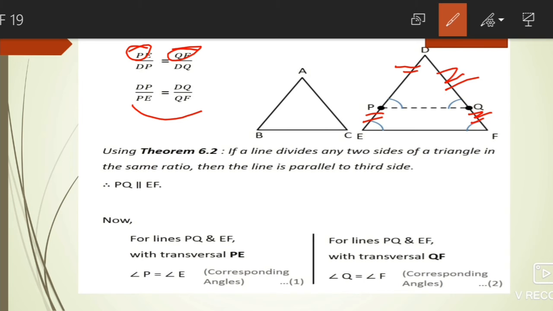So you can use the converse BPT theorem, and you can state that since the ratios are equal, PQ will be parallel to EF. Now since PQ is parallel to EF, angle P will be equal to angle E because they are corresponding angles, and angle Q will be equal to angle F because they are also corresponding angles.